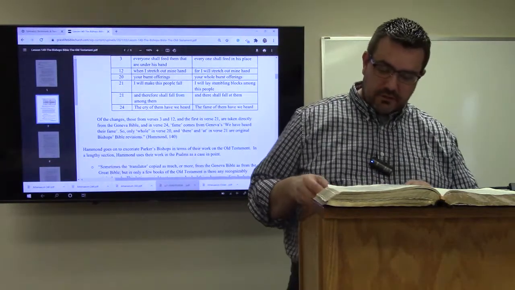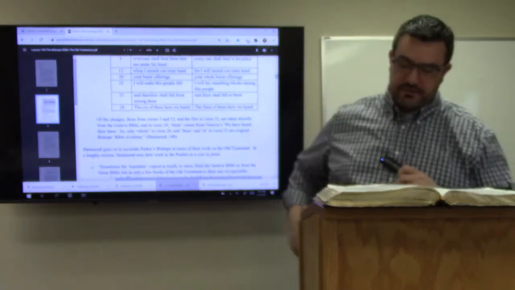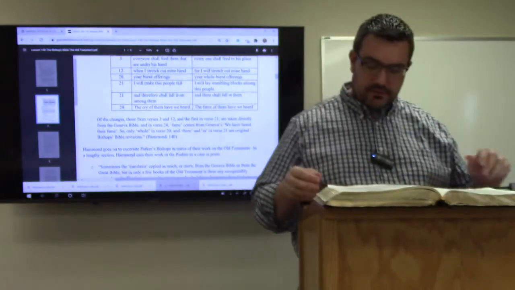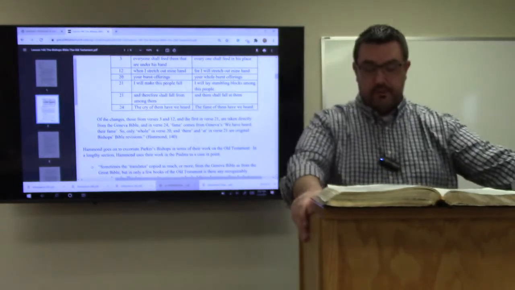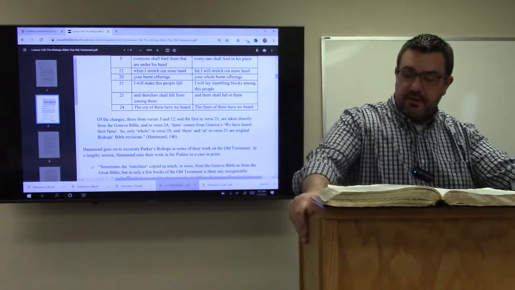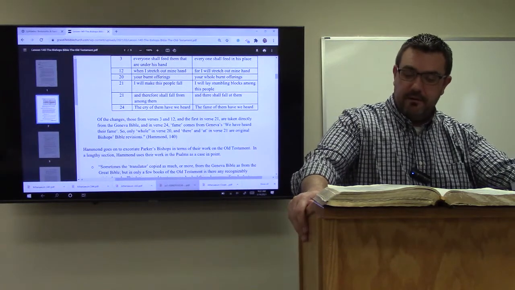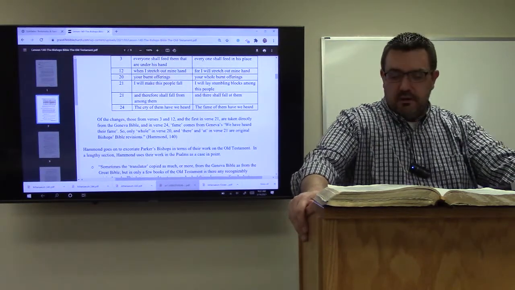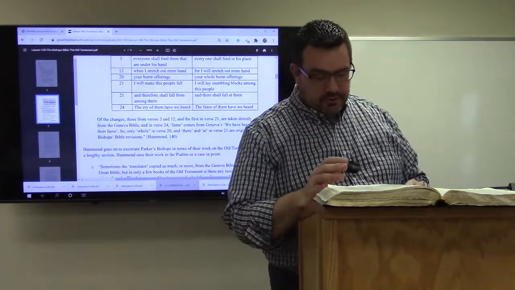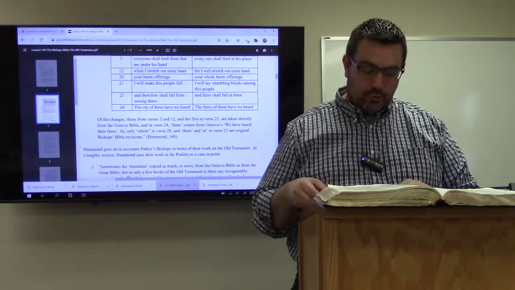So Hammond goes on to excoriate Parker's bishops in terms of their work on the Old Testament. In a lengthy section, Hammond uses their work in the Psalms as a case in point. So this is a long quote that we're going to be working our way through here, okay? Sometimes the translator copied as much or more from the Geneva Bible as from the Great Bible. So this is in the Psalms now. But in only a few books of the Old Testament is there any recognizably original work.